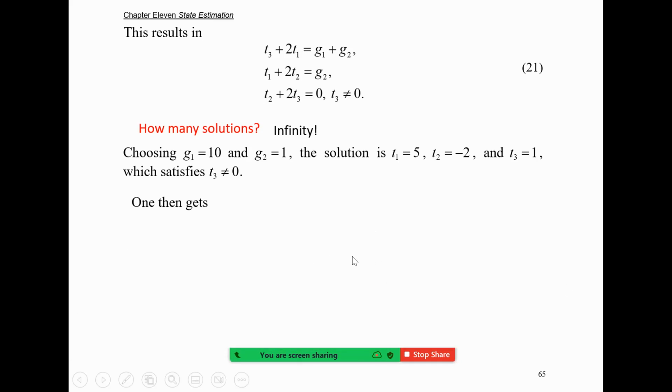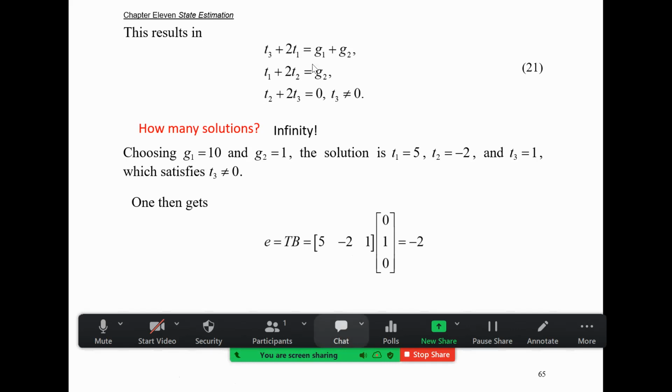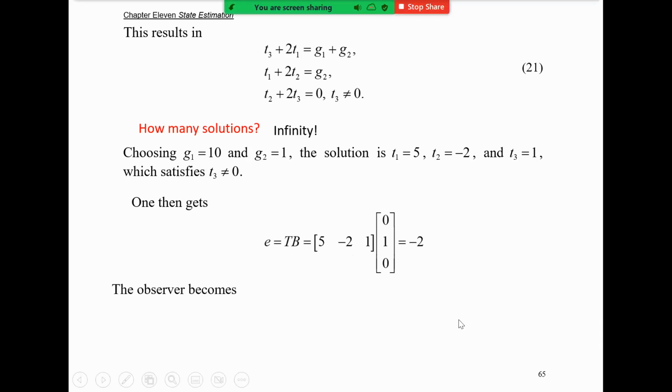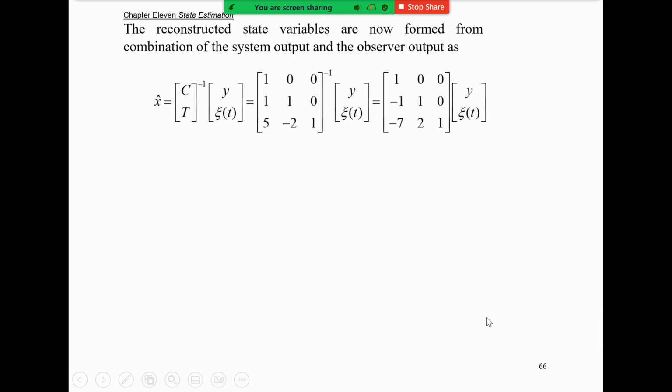Okay, then T you already have, right? Then you compute your E. E is just T times B. This will be the observer. Okay. All right. Any questions?